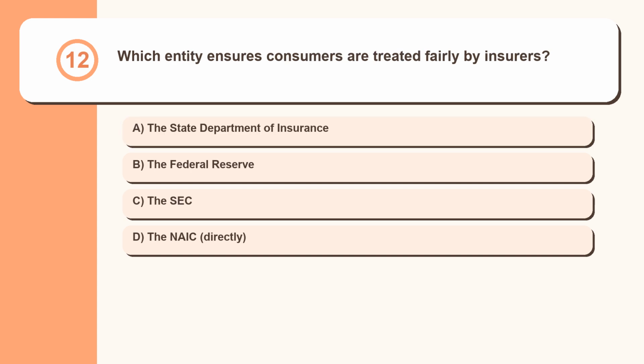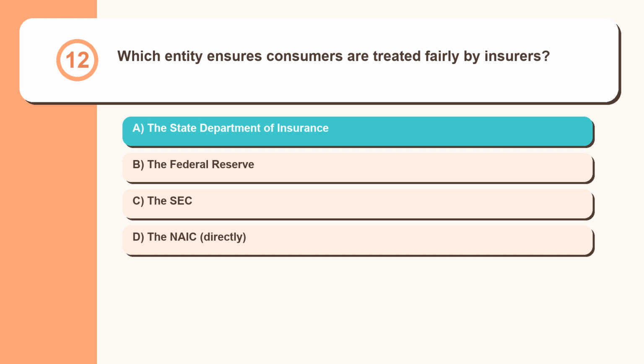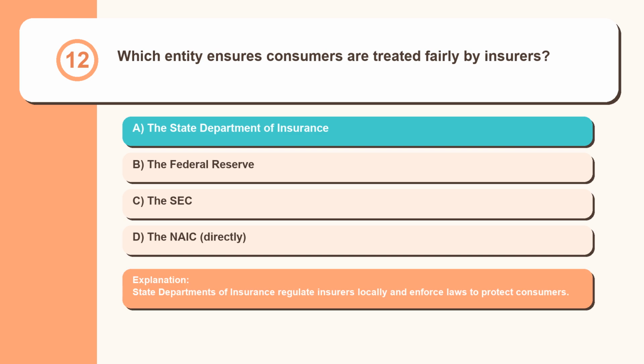Question 12. Which entity ensures consumers are treated fairly by insurers? The State Department of Insurance, the Federal Reserve, the SEC, the NAIC, directly. State departments of insurance regulate insurers locally and enforce laws to protect consumers.